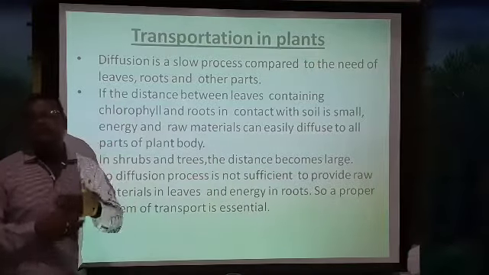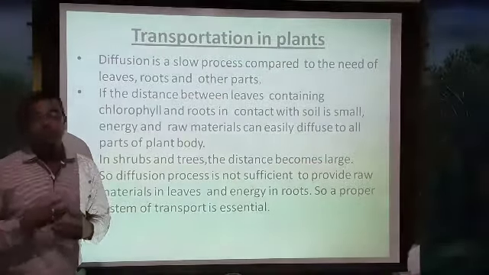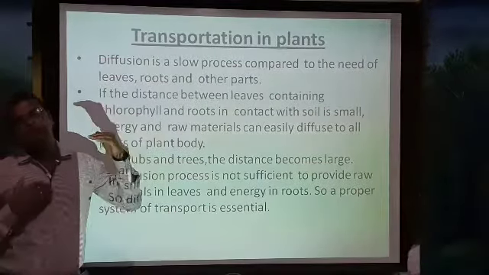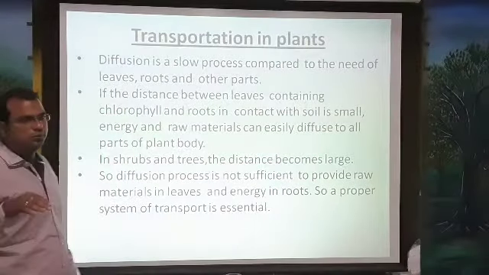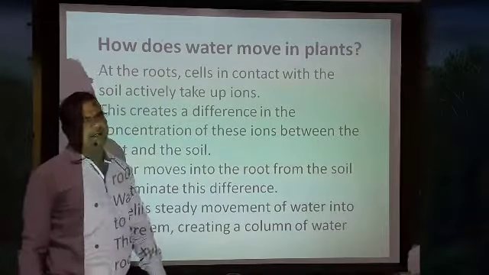They can get the water and minerals by the process called diffusion. But when compared to trees, the distance between the soil and the leaves is very large. So there is a need for a water transport system. Then how does the water move in plants?